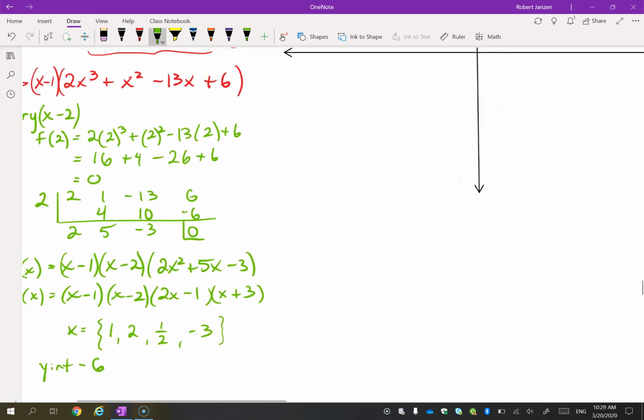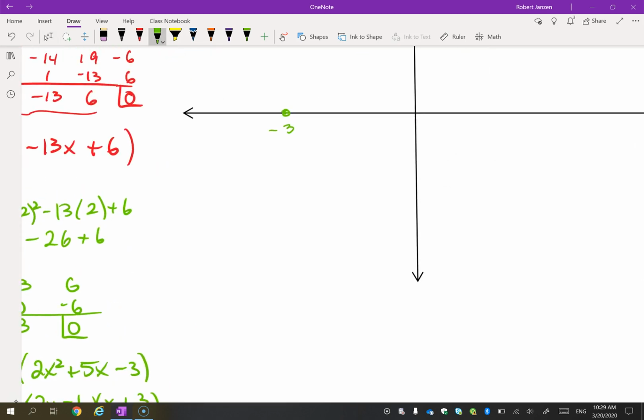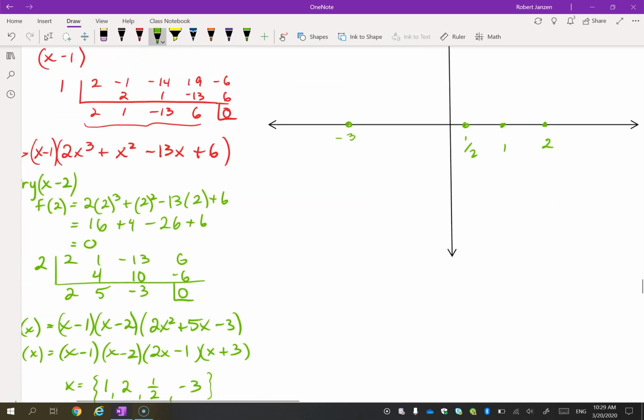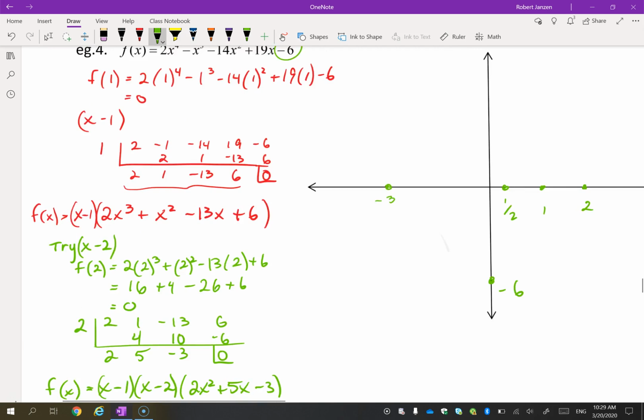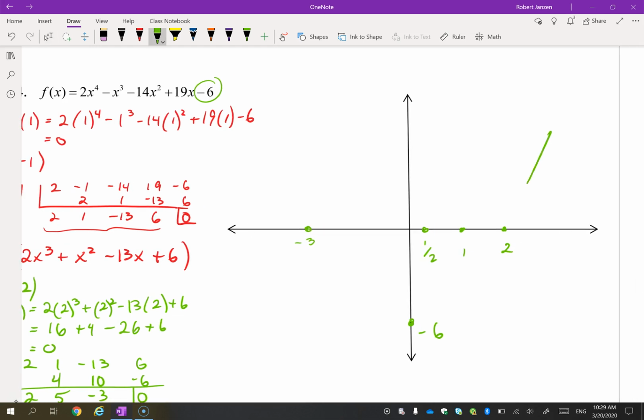Okay, so let's go and put that all on the graph. Put negative 3 here. And then I have half, 1, and 2. And negative 6. Now, we should be able to kind of know what this graph looks like already. This is a quartic with a positive lead coefficient. So that's supposed to mean I end up like this.